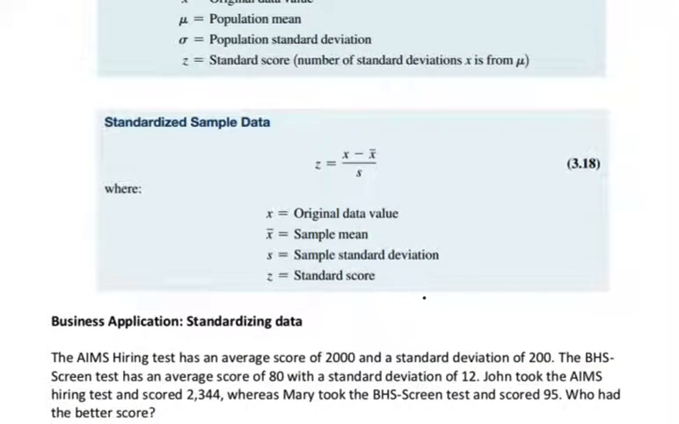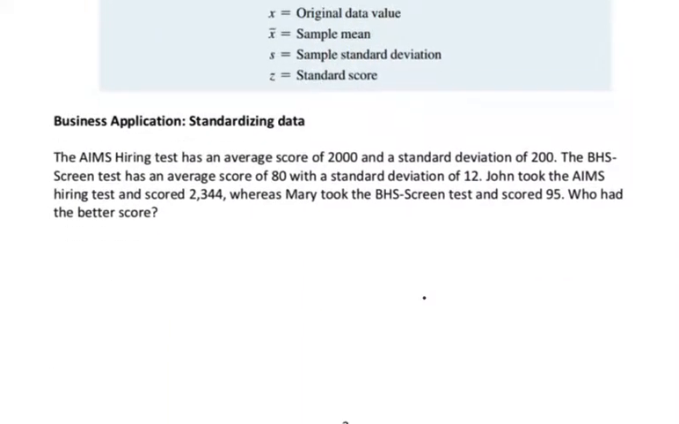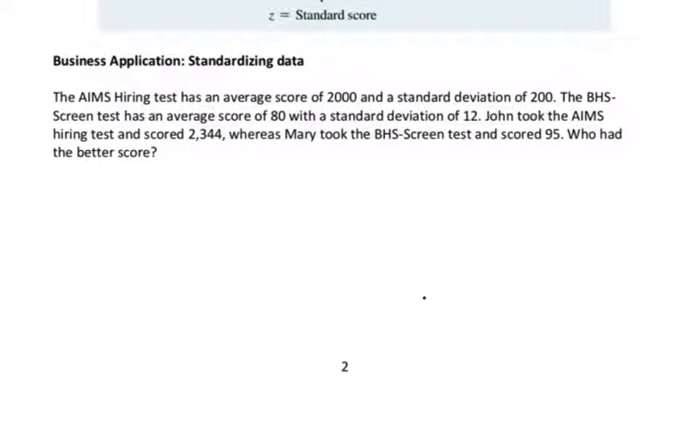So we're going to look at this business application problem. The Ames hiring test has an average score of 2,000 and a standard deviation of 200. The BHS screen test has an average score of 80 with a standard deviation of 12. John took the Ames hiring test and scored 2,344, whereas Mary took the BHS screen test and scored 95. Who had the better score?